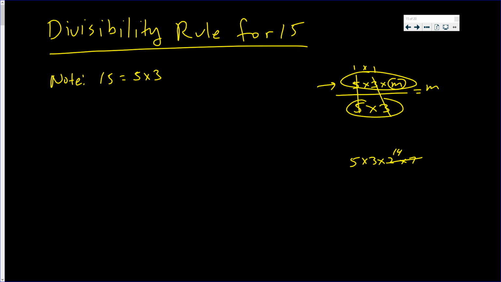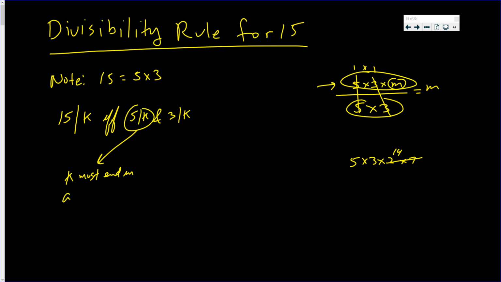So, 15 goes into k if and only if 5 divides k and 3 divides k. For this k, the rule for being divisible by 5 is that k must end in a 0 or a 5.